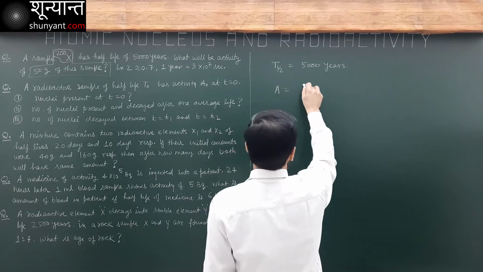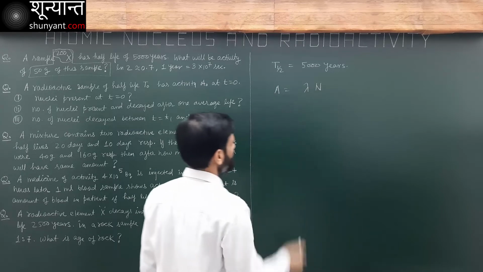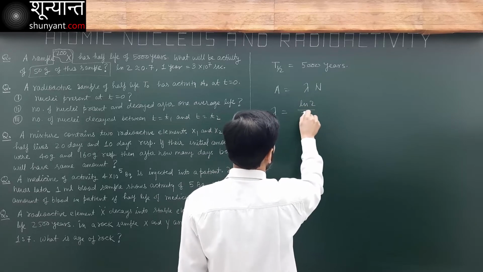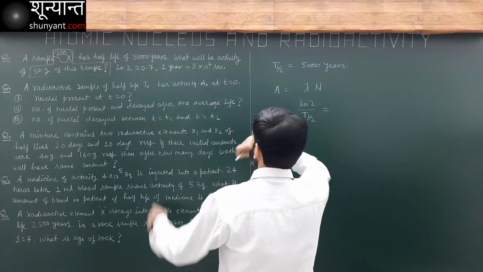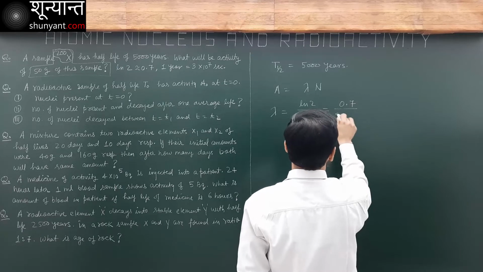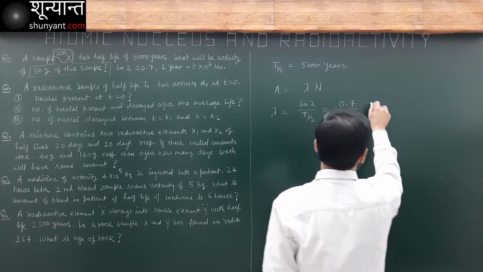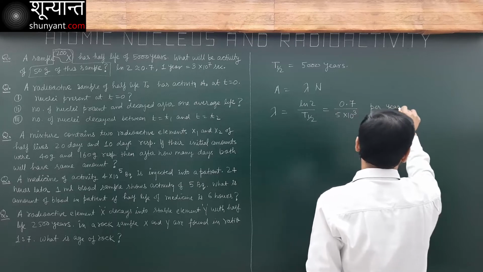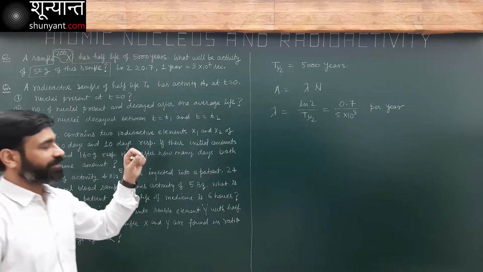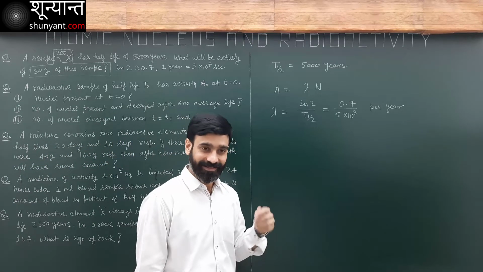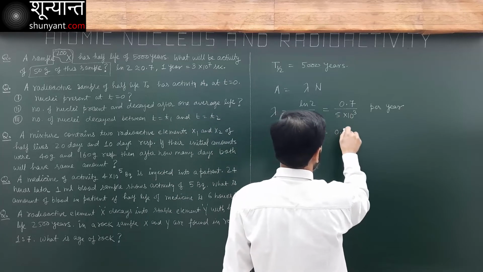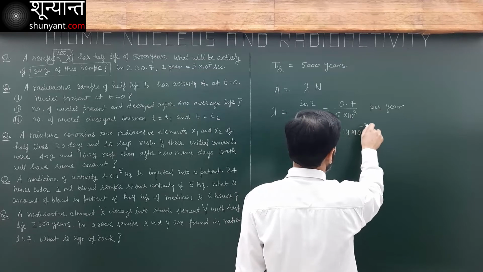Activity is lambda times N. Now what is lambda? Lambda will be equal to ln2 over t half. This is given approximately as 0.7 over 5 into 10 power 3 per year. Now, the problem as such is not difficult, but when you start calculating, the confusions arise. Now, this is going to be equal to 0.14 into 10 power minus 3 per year.